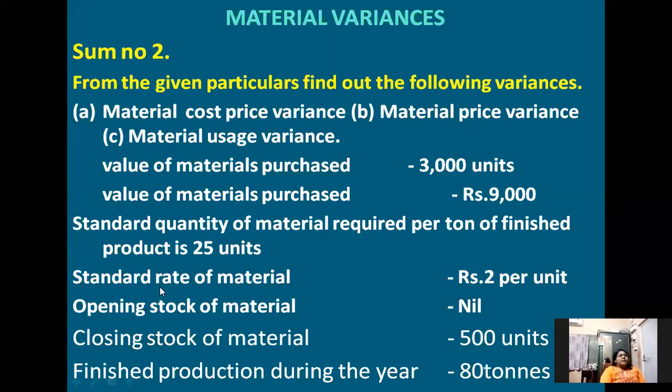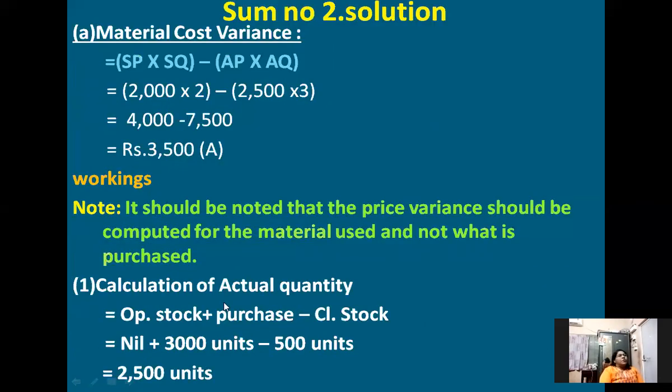And next is the rate per unit as per standard. That is 2 rupees. Opening stock of material was given as nil. Closing stock of material is given as 500 units. And finished production during the year is 80 tons. So when you have this kind of information in the problem for calculating material variance, how are we going to proceed to get the answer? Now look into the solution.